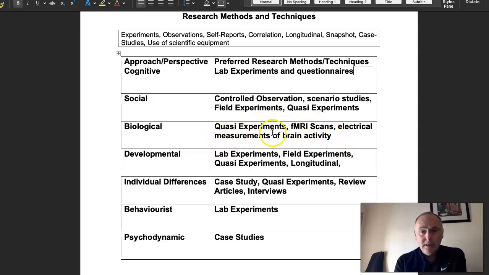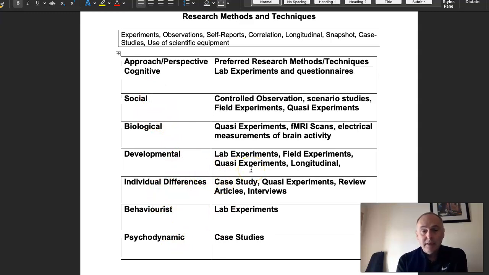So you can see again, we've got some things that are similar between social and biological, but some things that are different, and again, different between cognitive and biological. Bear in mind, you could be asked a question that could ask you to compare any combination of these things. So you could be asked psychodynamic to cognitive, individual differences to social, and so on.